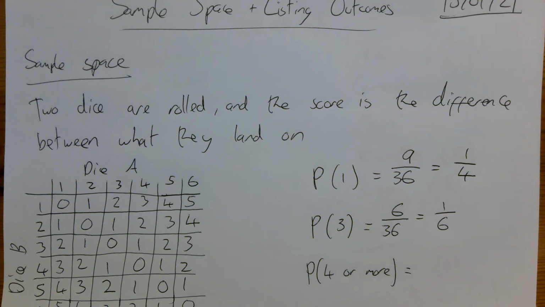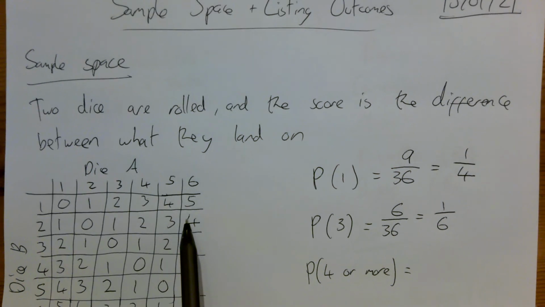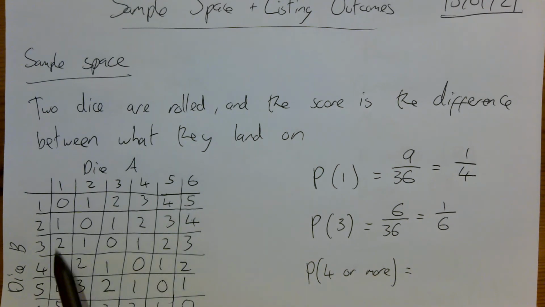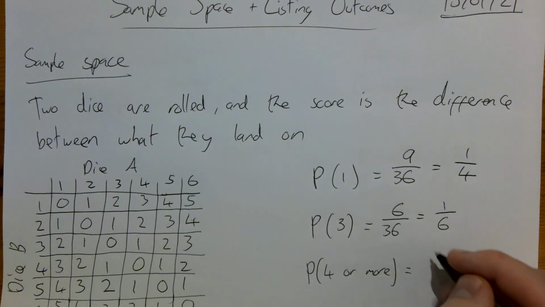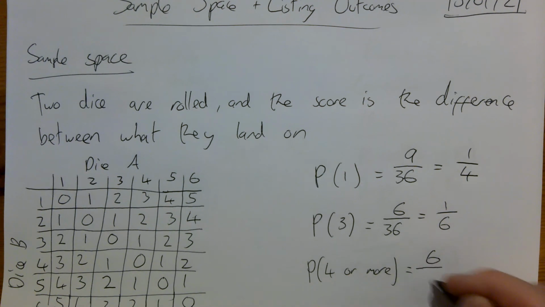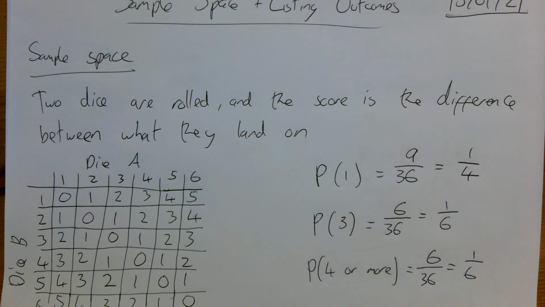And the probability of getting 4 or more, well let's have a look. 4 or more, 1, 2, 3, none in that row, none in that row, 4, 5, 6. So the probability of getting 4 or more is the same as the probability of getting exactly 3. They're equally likely as each other. Okay, that's a recap of sample space diagrams.